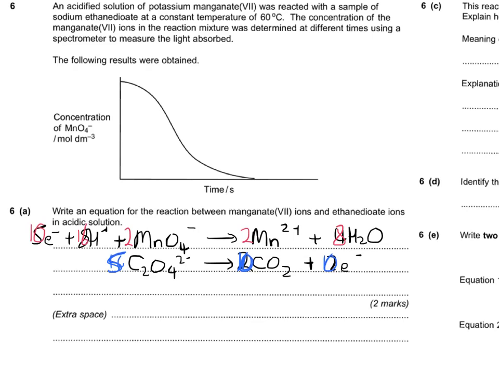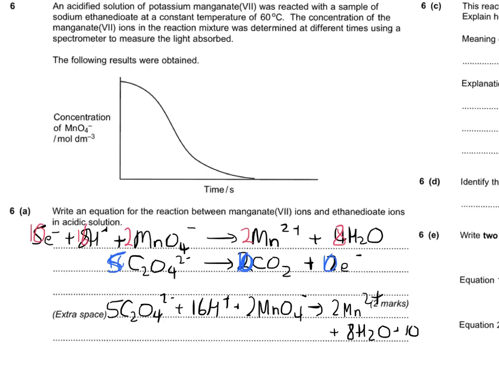So you've got 5 C2O4 2- plus 16H+ plus 2 MnO4- goes to make 2 Mn2+ plus 8 H2O plus 10 CO2. Try and make sure you write it all on one line, like I haven't done there, just to make it clear.